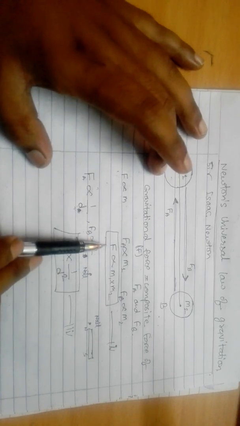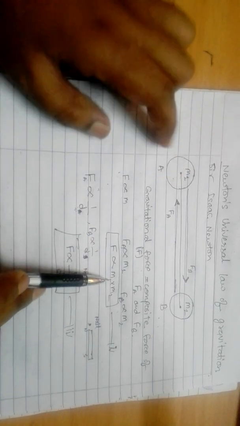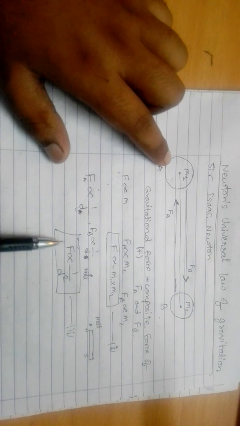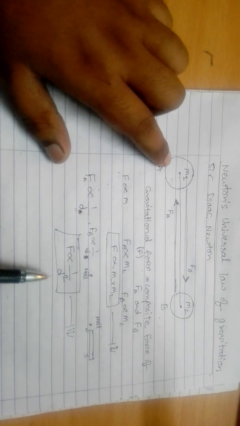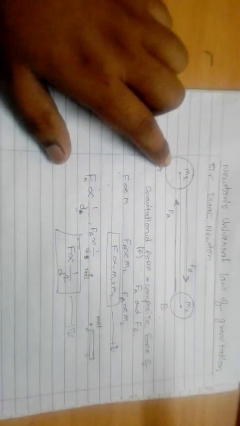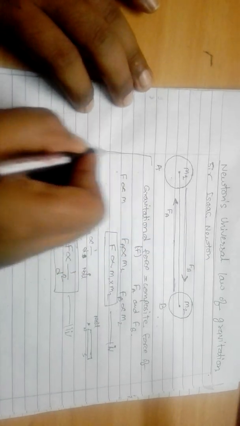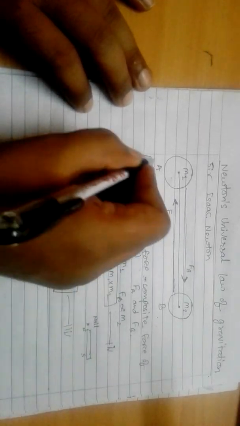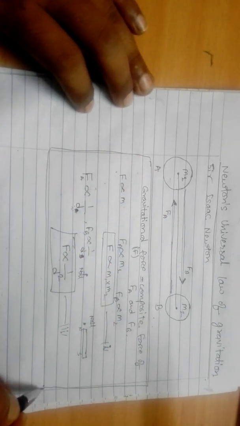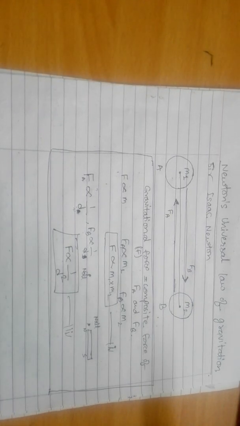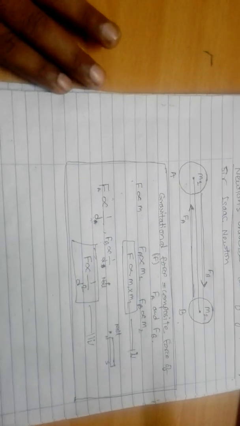So you got it. Force is proportional to the product of the masses of both objects, and force is inversely proportional to the square of the distance between their centers. Okay, this is the key. Now do not copy up to here. This you do not need to copy. This is just for understanding the concept of Newton's universal law. Now let's go to Newton's universal law.